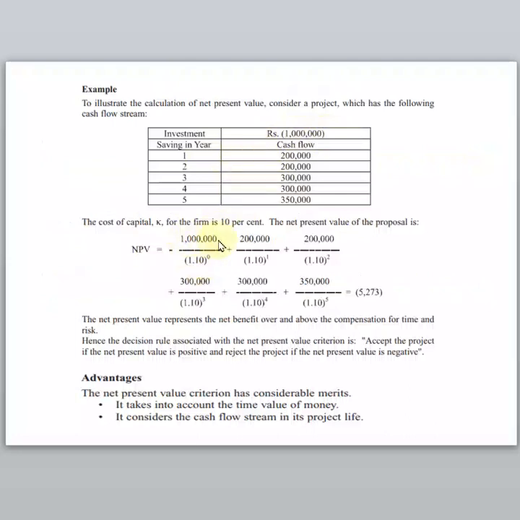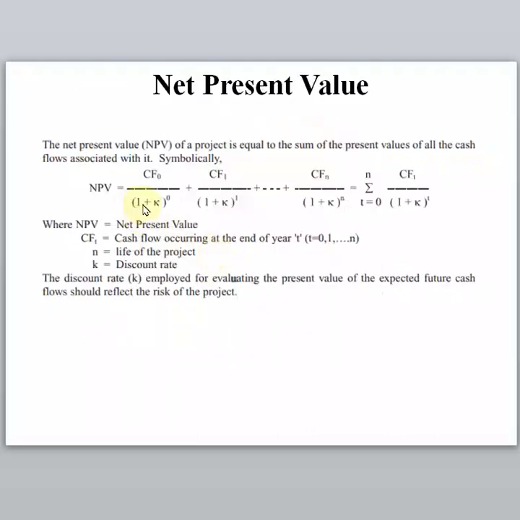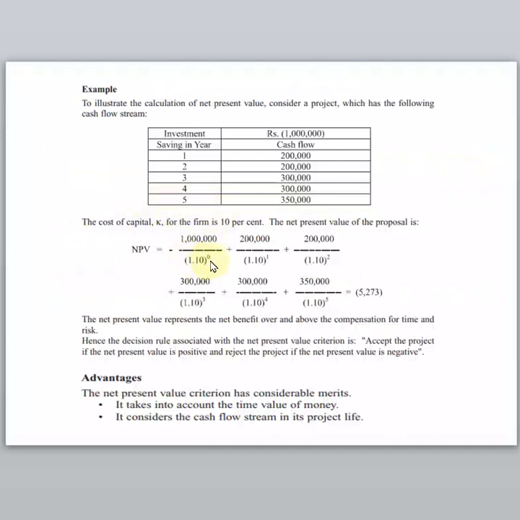So you can write 10 lakh here, then 1 plus K. 1 plus K is built from the discount rate, that is 10%, so it will be 1.10, and 1.10 to the power 0. It will be 1.10 only. This will also be 1.10. As you can see, for the first year 2 lakh is the cash flow at 10%. Again for the last, fifth year, 3 lakh 50,000 at 10% to the power 5.